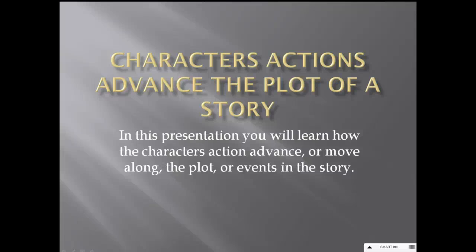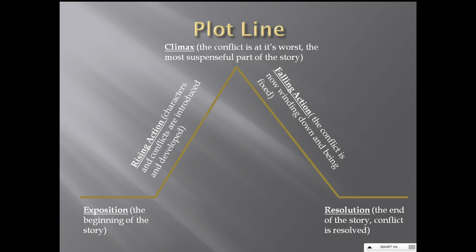Okay, so tonight's homework, we're going to talk about how to get a mastery score for this latest proficiency, how to get a B. And that's about being able to identify the character's actions and how they advance the plot of the story. So at the end of the presentation, you'll learn even more about how the character's actions advance or move along the plot or the events of the story.